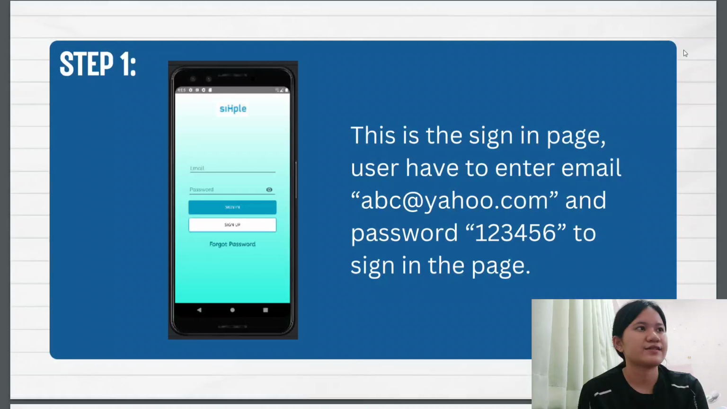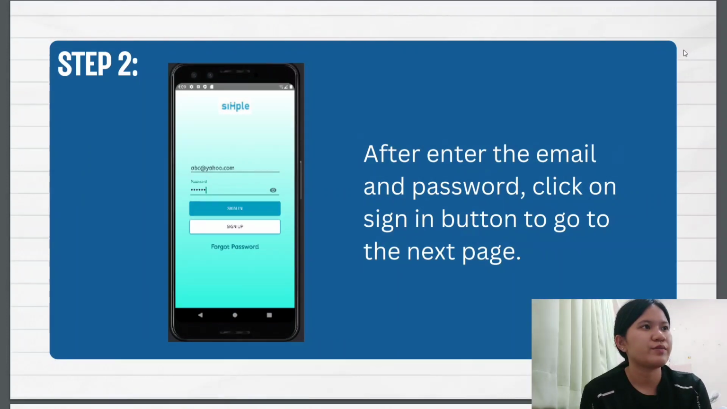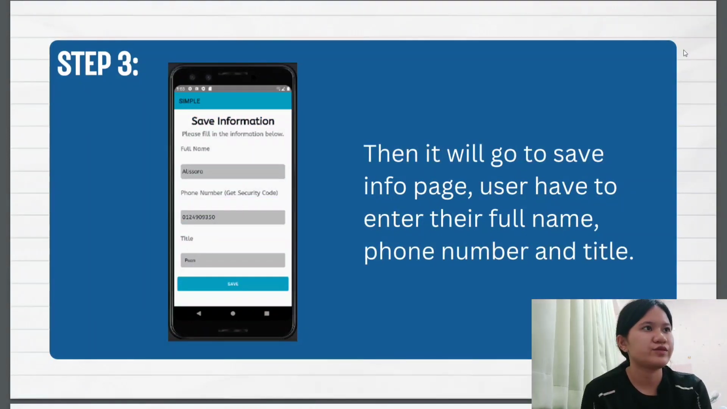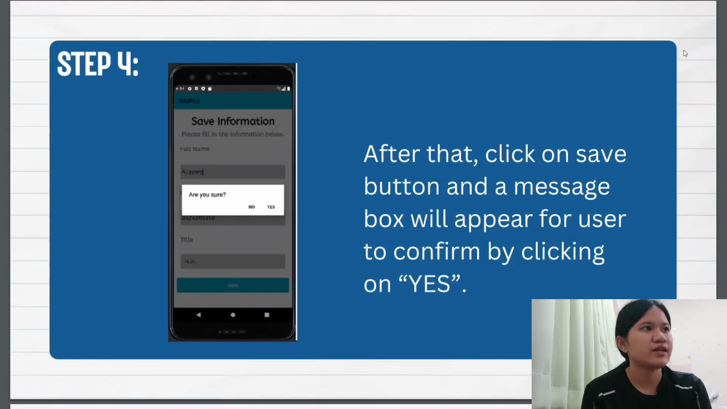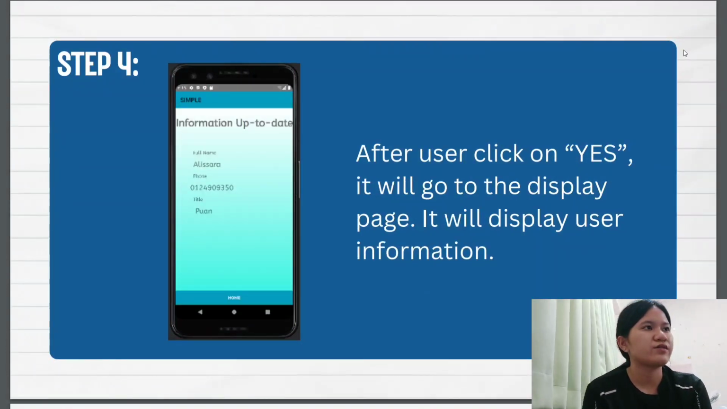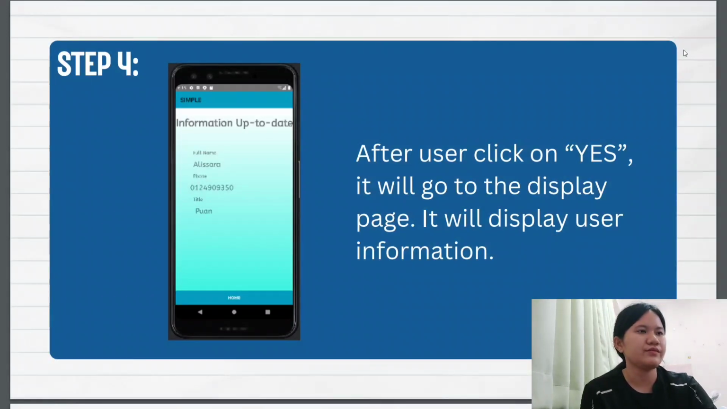Step 1. This is the sign-in page. The user has to enter email abc@yahoo.com and password 123456 to sign in. Step 2. After entering the email and password, click on the sign in button to go to the next page. Step 3. Then it will go to the save info page. The user has to enter their full name, phone number, and title. Step 4. After that, click on the Save button and a message box will appear for the user to confirm by clicking on Yes. Step 5. After the user clicks on Yes, it will go to the display page. It will display the user information.